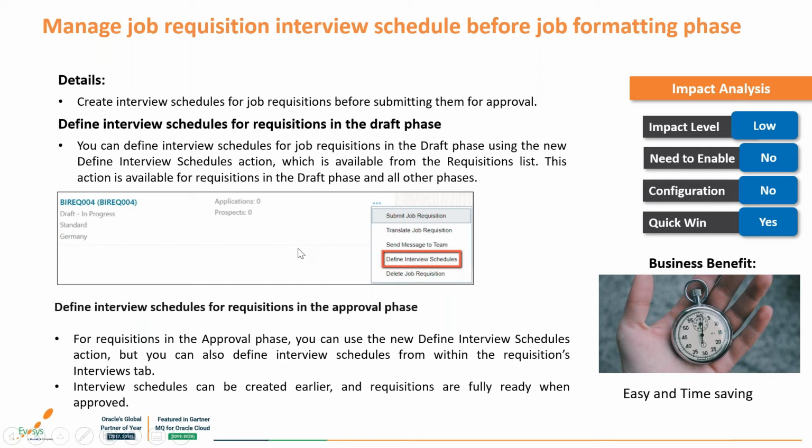This is the action which is available to us in the screen for the requisition list. This action will be available for requisitions in the draft phase and all other phases, and it will have the action define interview schedule. You just have to click on this and start creating your interview schedules. In a similar way, you can create your interview schedules for requisitions in the approval phase also.